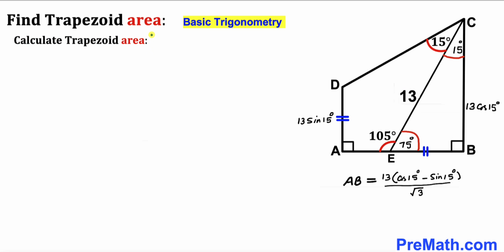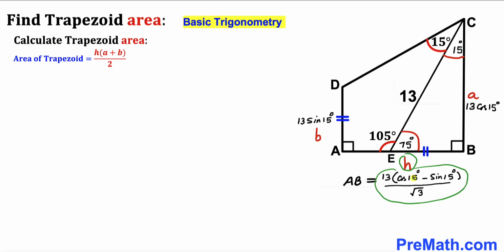And here's our final step. Let's go ahead and calculate the area of this trapezoid ABCD. And now let's recall once again the area of a trapezoid formula. Area equals H times A plus B divided by 2. And our A value here is 13 times cosine of 15 degrees, B value is 13 times sine of 15 degrees, whereas this H height value is this whole thing. So let's go ahead and fill in the blanks in this formula.